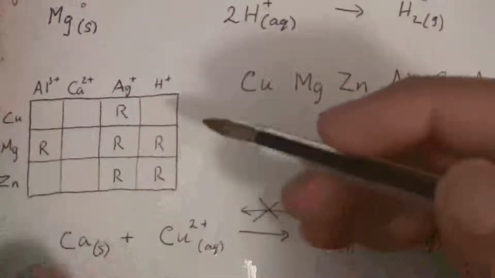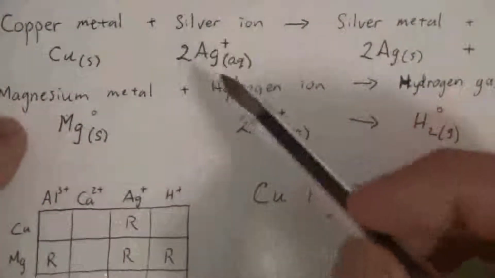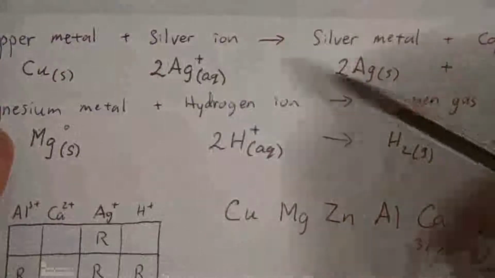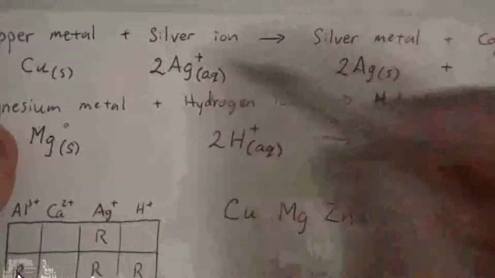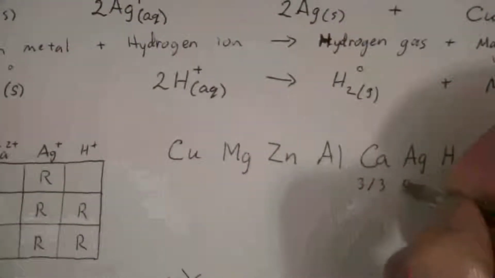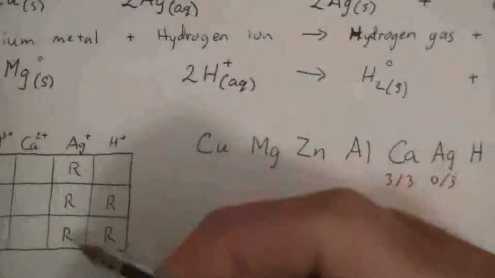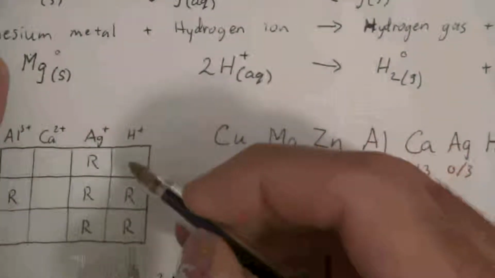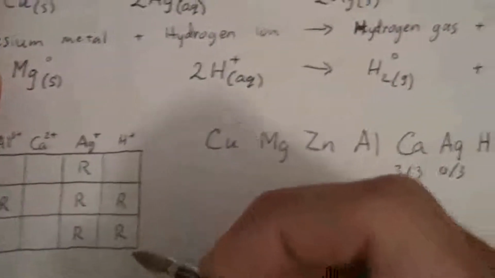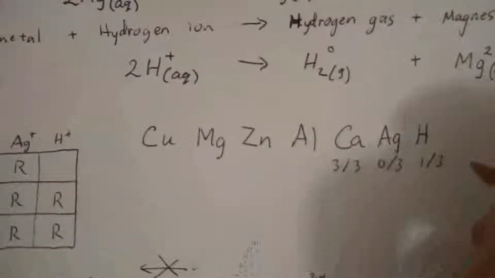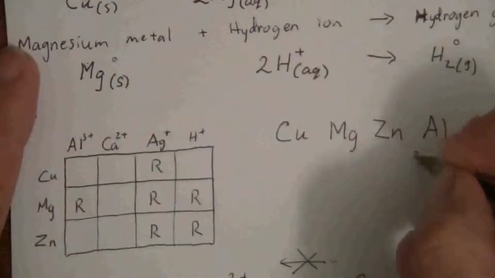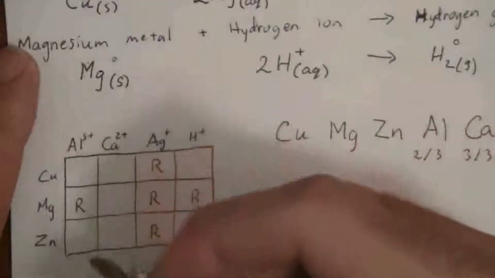So with the silver, right, it's actually showing that with the silver metal, it didn't react. The silver metal didn't react because it didn't go backward, it went forward. It was the copper metal that reacted. So actually 0 out of 3 reacted for the silver metal. All right. For the hydrogen, 1 out of 3 reacted. So we can just do this little ranking. And then here, the aluminum, 2 out of 3 for the aluminum metal would react.